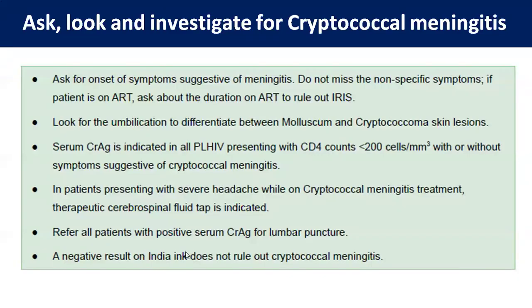So you have to ask, look, and investigate for cryptococcal meningitis. You have to do all that within your purview to make sure that you arrive at the diagnosis as early as you can. Ask for onset of symptoms suggestive of meningitis. Do not miss any non-specific symptoms. If the patient is on ART, ask the duration on ART to rule out IRIS. Look for the umbilication to differentiate between molluscum and cryptococcoma skin lesions. The peduncles are attached to the skin. So look to differentiate between molluscum and cryptococcoma skin lesions.